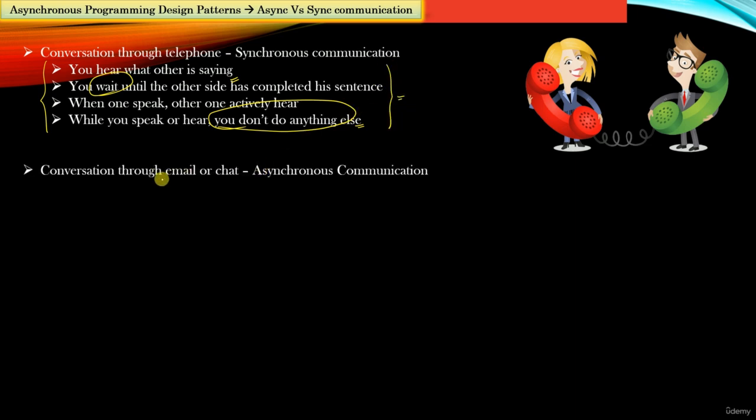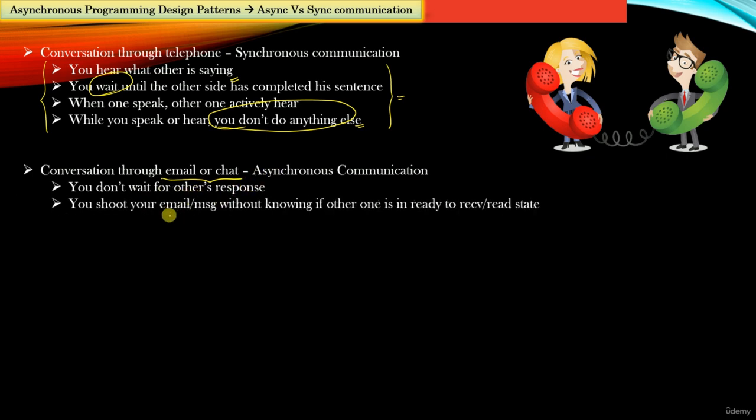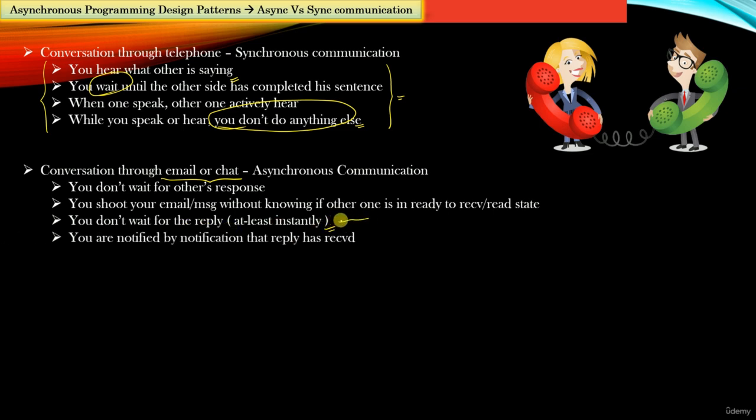Now coming to the example of the asynchronous way of communication, that involves communication through email or a chat. If you analyze the properties of an email conversation or chat conversation, you will find that you don't have to wait for others' response. You shoot your email or a message without knowing if the other one is in a ready state to receive or read your message. You don't wait for the reply either. You do something else and the reply comes when it comes, but you really don't wait for the reply from the other side. And you are notified by a notification that the reply has been received.